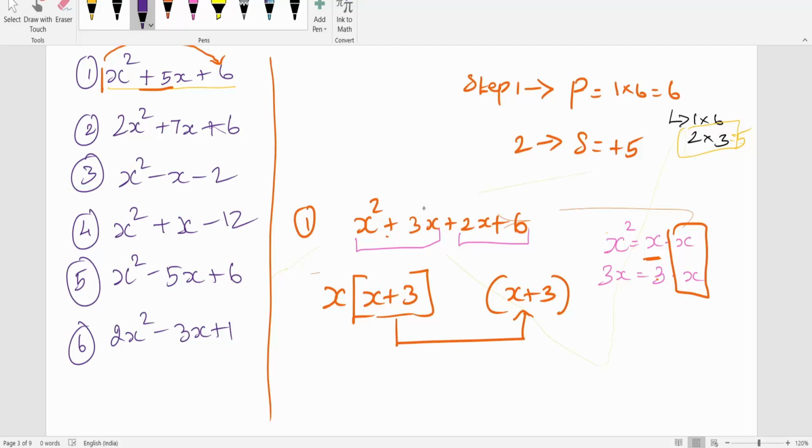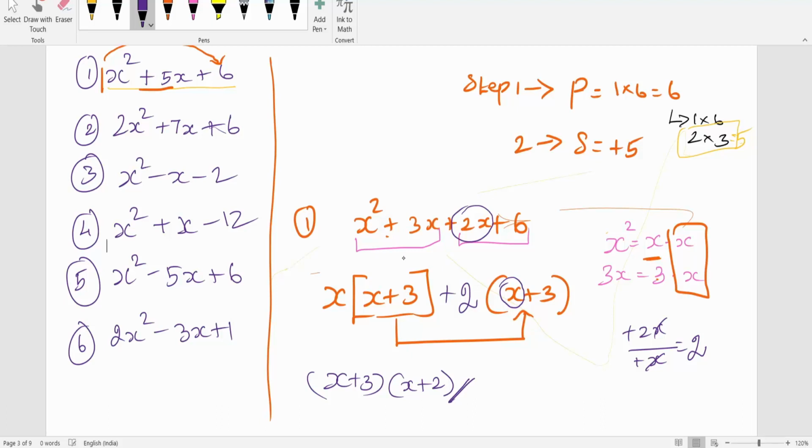Now take the first term of the second group, including the sign. So plus 2x divided by plus x. So I'll have 2 here, which is plus 2. So just put the sign as plus 2, which is 2 into x plus 3. Now taking x plus 3 again commonly out, we'll have x plus 2. So these are the factors of x squared plus 5x plus 6.